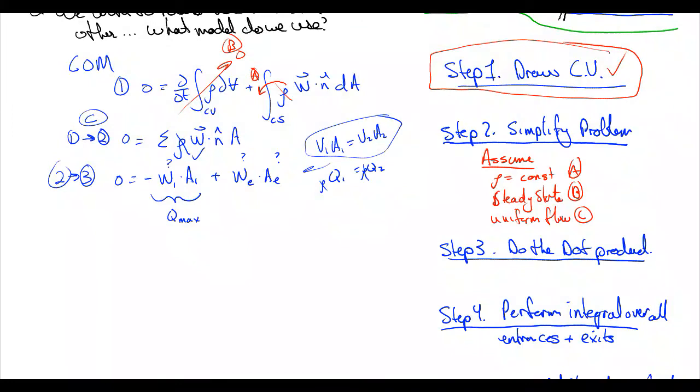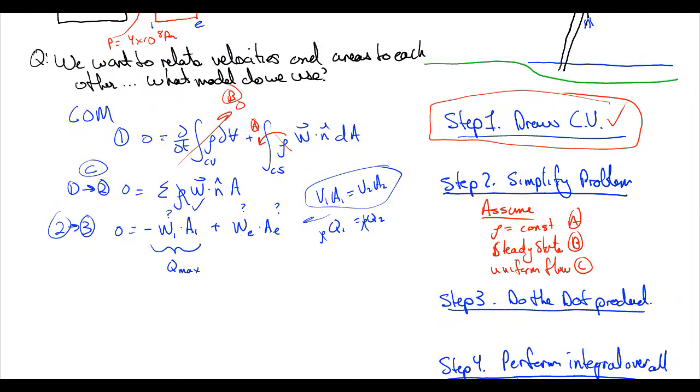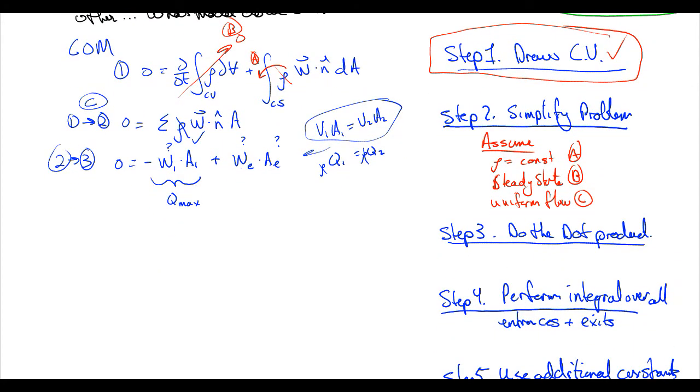And now the question is can we get an expression for our exit velocity, WE? And for that, we're going to have to bring in our good old friend. By the way, step 3 here, we did the dot product right there. When we went from here to here, we did the dot product. And remember, because it was just a plus or minus 1 because we drew our control volume accurately. All right, so our good old friend Bernoulli's we're going to bring in.